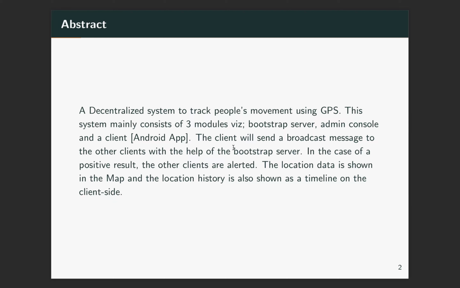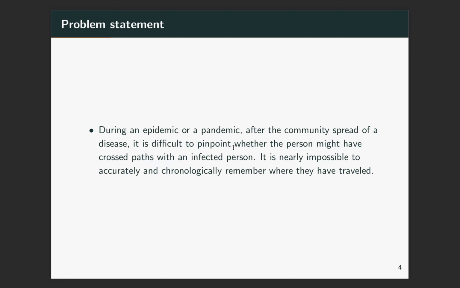The problem we're trying to tackle here is that especially during an epidemic or pandemic, after the community spread of a disease, it is difficult to pinpoint where a person might have crossed paths with an infected person, and especially to do so accurately in chronological order.